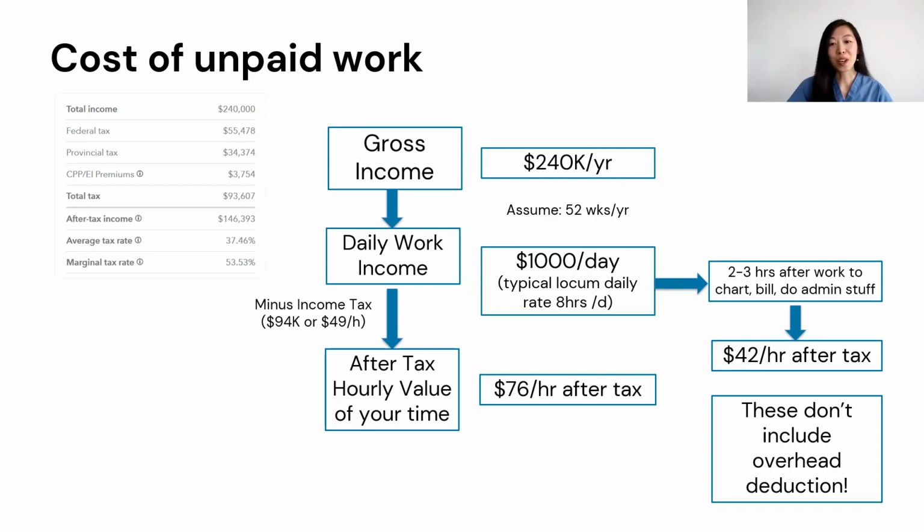The second point I wanted to make is that a lot of residents, I've heard, will say, oh, I can't wait to make staff salary when I graduate. In their minds, they think they're making $100 to $150 an hour, but in actuality, they're making $42 per hour. So there's a big discrepancy there.